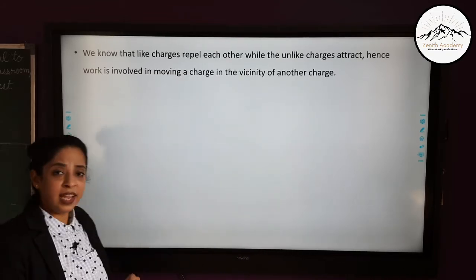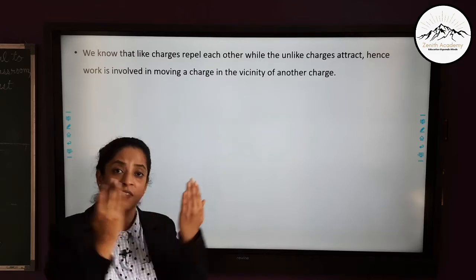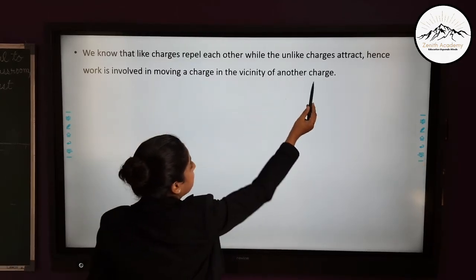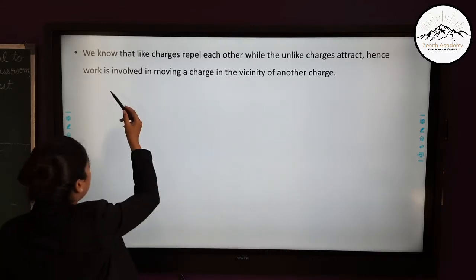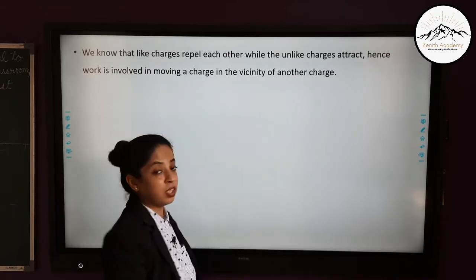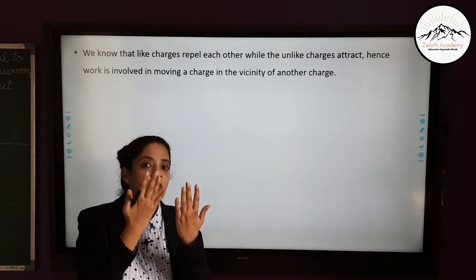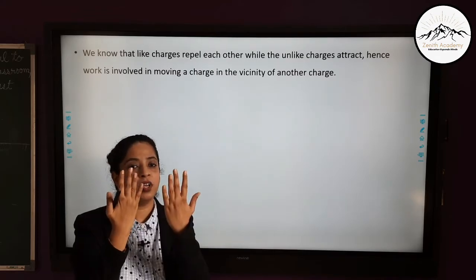We know that like charges repel each other. So when we bring two like charges together, they will repel. So like charges repel each other while the unlike charges attract. If there are unlike charges, they will attract. Hence, work is involved in moving a charge in the vicinity of another charge. So if there is another charge present, then there is a lot of work which is involved in moving this charge in the vicinity of the other charge.